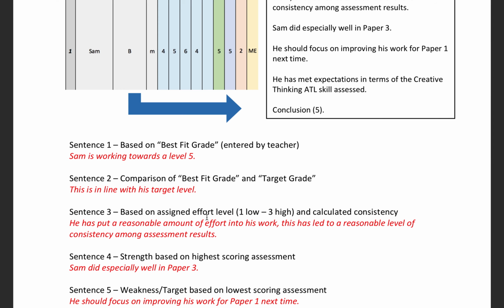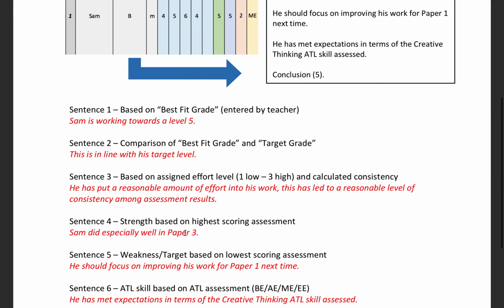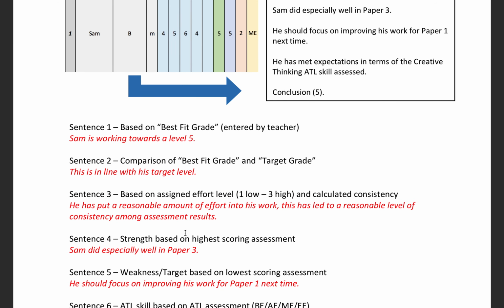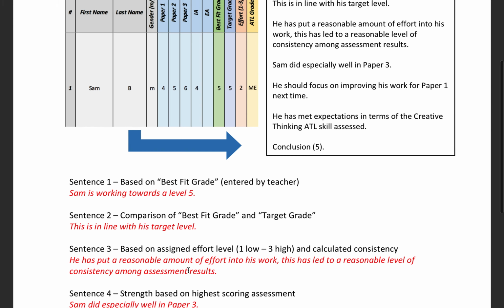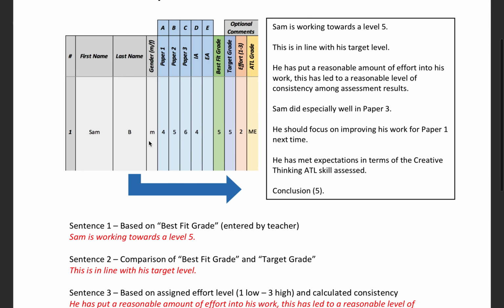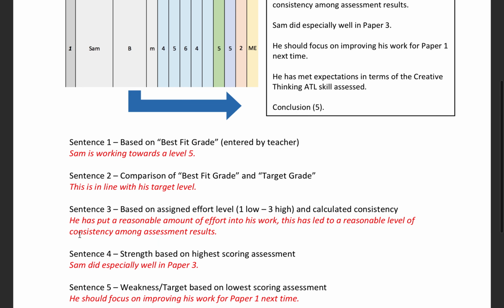And it will also mention effort depending on what you put in there. Now, sentence 4 talks about, as it's praising the student basically for their highest achievement so far. So it picks out the highest of these assessments and it mentions that one. In this case, Sam got a 6 for paper 3, which means that is his highest assessment, and that is what it's saying. So Sam did especially well in paper 3.